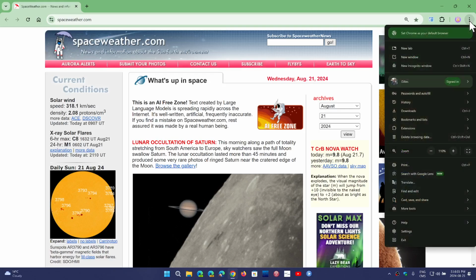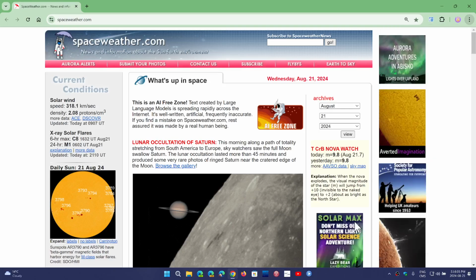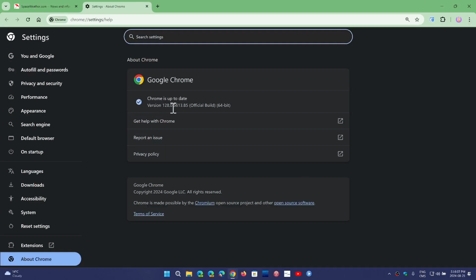If you go to the upper right corner, three vertical dots, go to Help and About Google Chrome, you will see that you're moving to 128.0.6613.8485, depending on Mac, Linux, or Windows.